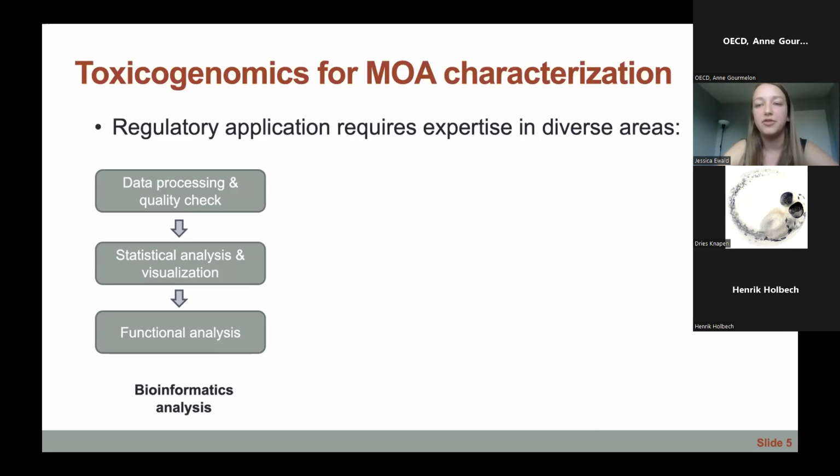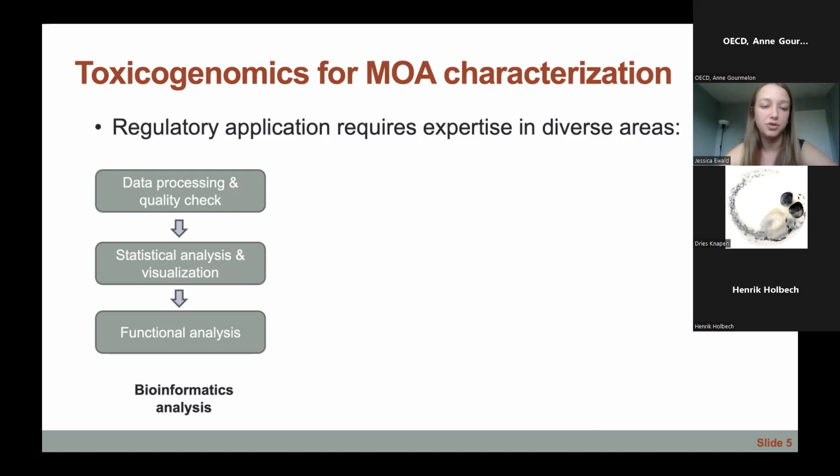So why is it so challenging? One reason is that even for this most general sense, just for using toxicogenomics data for mode of action characterization, it requires expertise in diverse areas. So there's the bioinformatics analysis itself, which for a typical toxicogenomics data set involves raw data processing of the large raw files, downstream statistical analysis and visualization, and this must be conducted for like tens of thousands of different outcomes. So that can get quite complicated.